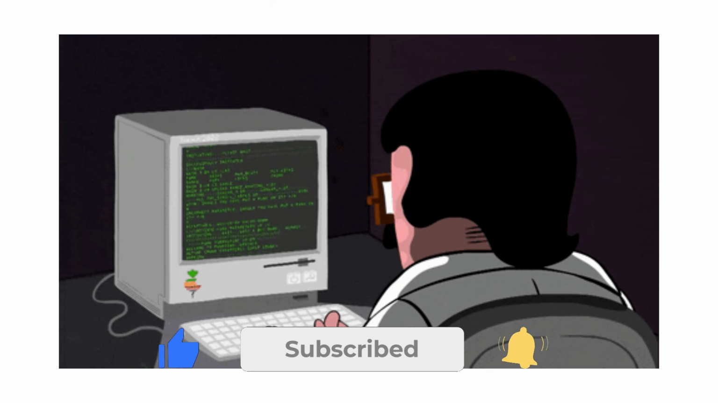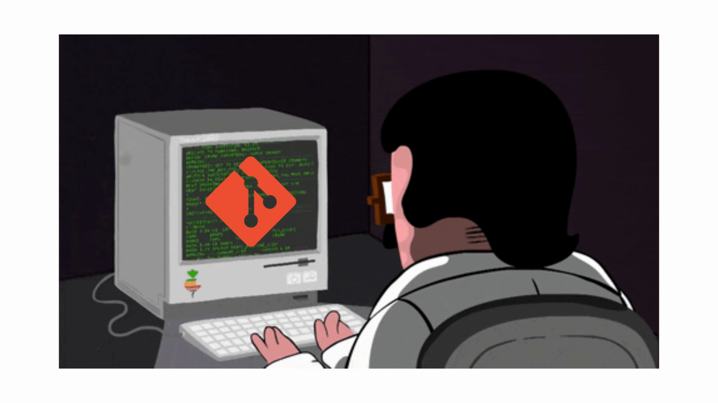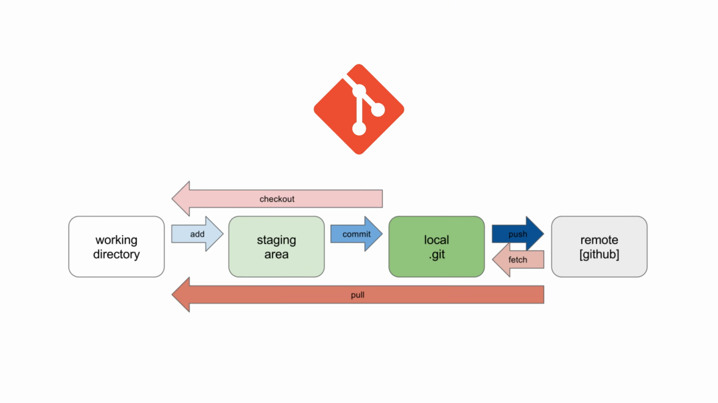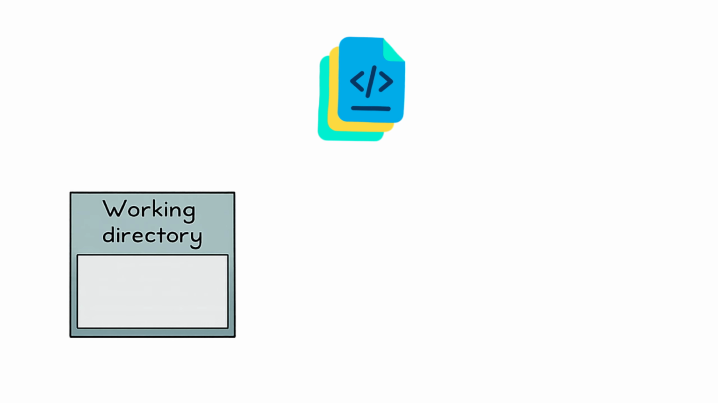Before looking up any Git commands, you need to understand the Git workflow, because without this, nothing else will make sense. So when you're working in a Git project, your files are always in one of three places. First is the working directory. That's where your changes first appear. You open a file, you type something, you save it. That change now lives in your working directory. Git can see it, but it hasn't done anything with it yet.